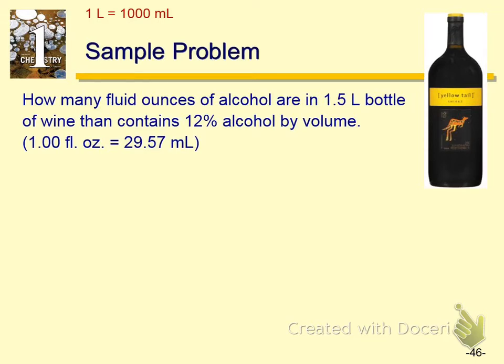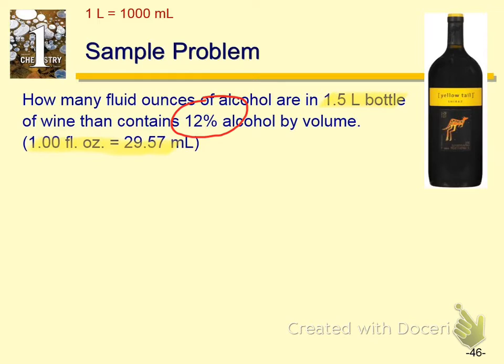So here it says, how many fluid ounces of alcohol are in a 1.5 liter bottle of wine that has 12% alcohol by volume? Because we're talking about fluid ounces here, that's a conversion that we don't typically use, and so here it's given to us. 1 fluid ounce is equal to 29.57 milliliters.